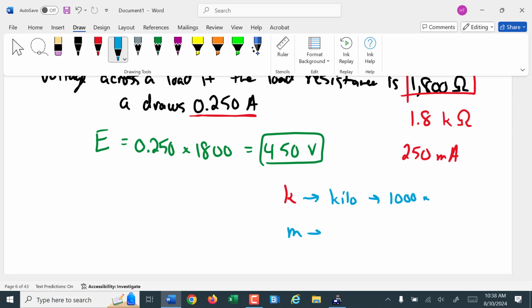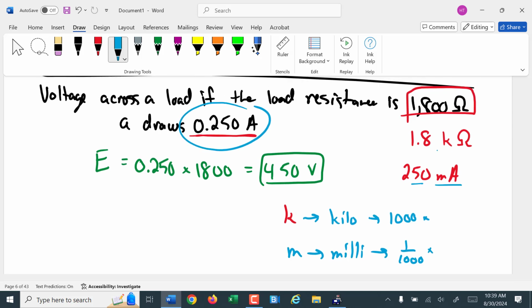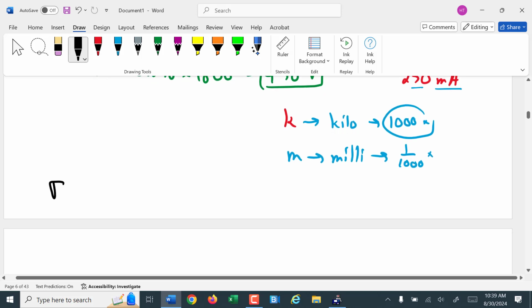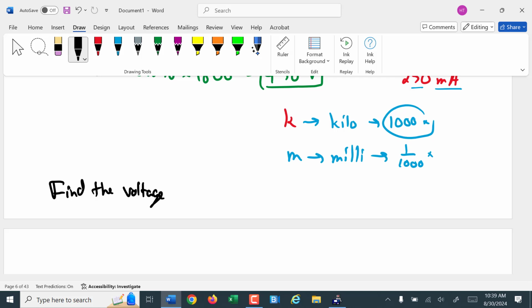Those prefixes, K stands for kilo, which means 1,000 times whatever the number is. M stands for milli, which means 1/1000th of the number. So milliamps would be 250 divided by 1,000. That's the 0.25 amps. Kilo ohms is the 1.8 times 1,000. That's the 1,800 ohms.